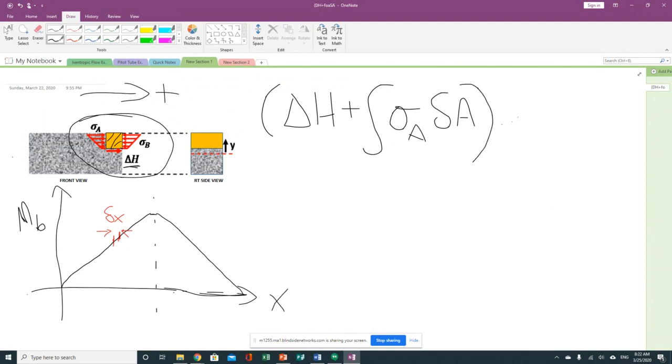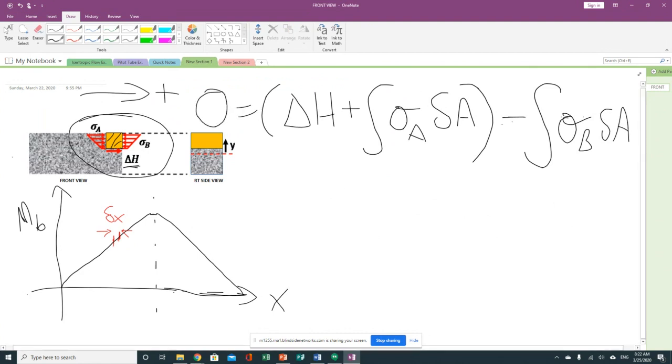And that's from sigma A, so that's going to the right. Then I subtract contributions from sigma B, which are going in the opposite direction. All that is zero because it's in static equilibrium. Are we happy with that? Yeah, I believe so.